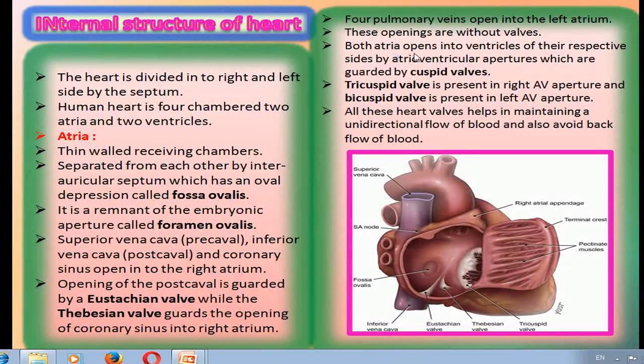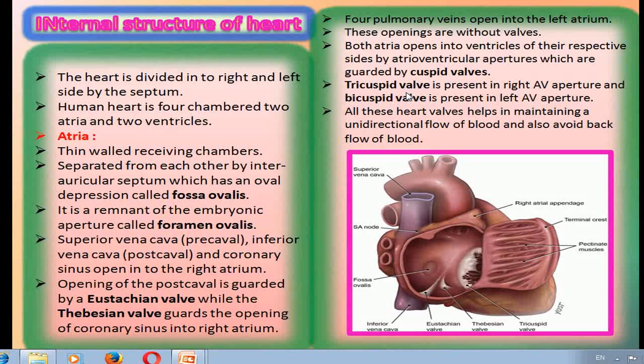That means both the right and left atria open into the ventricles. The right atrium opens into the right ventricle and the left atrium opens into the left ventricle, by atrioventricular apertures, which are guarded by cuspid valves. These cuspid valves are the tricuspid valve and the bicuspid valve.